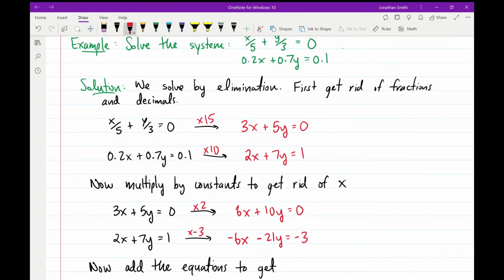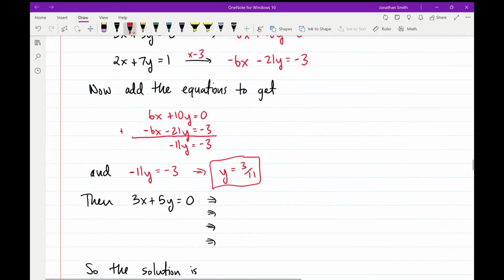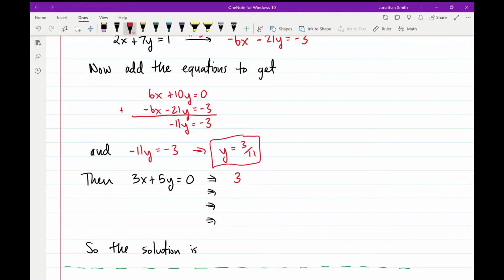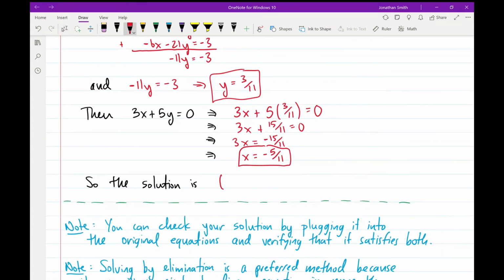Okay, so now that we have our value for y, we're going to pick one of the original equations, or in this case, one of the equations after we got rid of the fractions and the decimals. So this equation right here. And we're going to take 3 over 11 and plug it back in for y. And we get 3x plus 5 times 3 over 11 is equal to 0. That's the same as 3x plus 15 over 11 is equal to 0. So 3x is equal to minus 15 over 11, and now we divide both sides by 3, and we get x is equal to minus 5 over 11. So the solution in this case, and there is only one in this case, is going to be minus 5 over 11, 3 over 11.